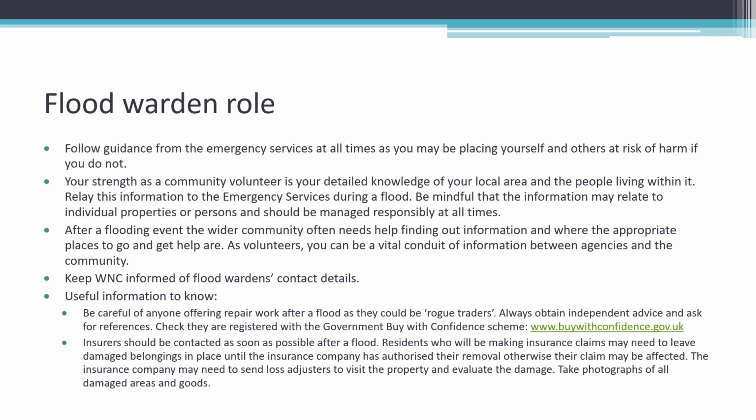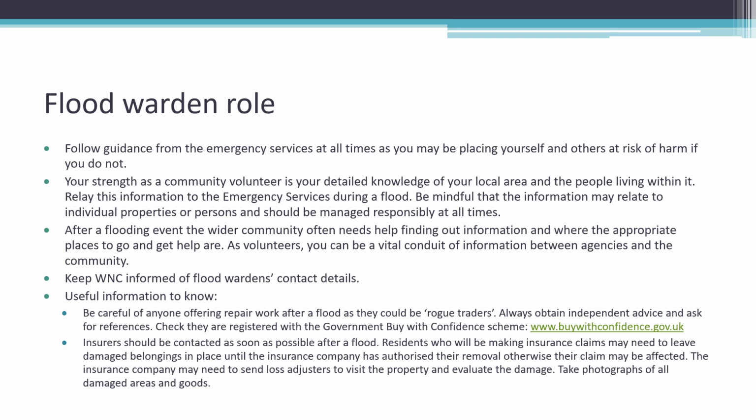Provide the emergency services with local knowledge and information. Your strength as a community volunteer is your detailed knowledge of your local area and the people living within it. Relay this information to the emergency services during a flood, but be mindful that this information may relate to individual properties or persons and should therefore be managed responsibly at all times.